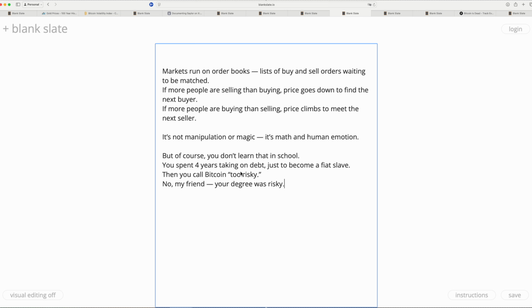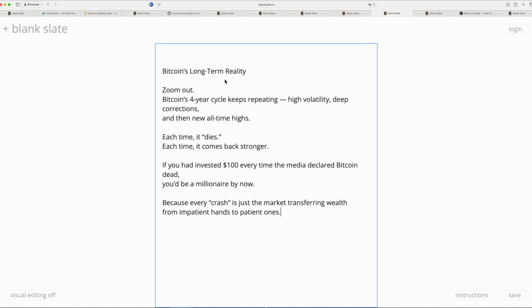You spend 4 years taking on debt just to become a fiat slave. It's not just you though, because I used to be almost one of them, but I'm lucky enough to get away, and I'm very, very thankful. And that's why I'm here to tell you to not become like one of them. And then you call Bitcoin too risky. No, if you talk about risky, talk about your degree in college. What's really risky is that there's no guarantee you can get a job in this economy. It's just so cooked.